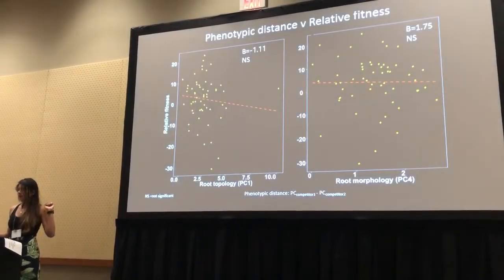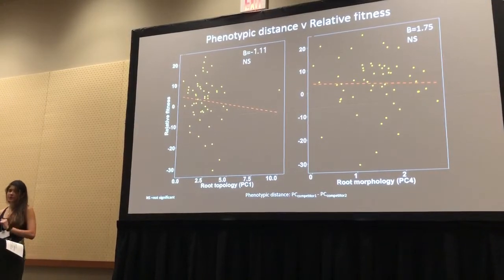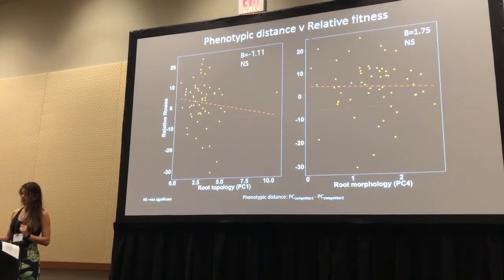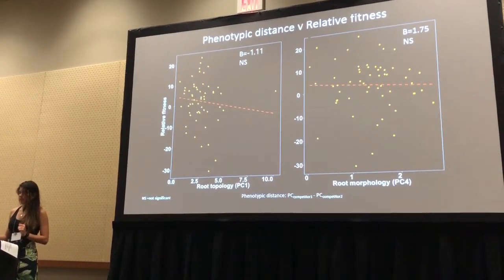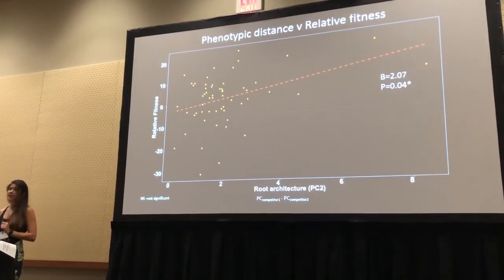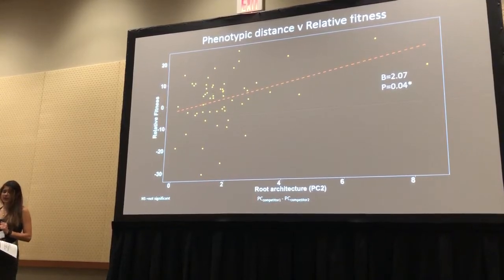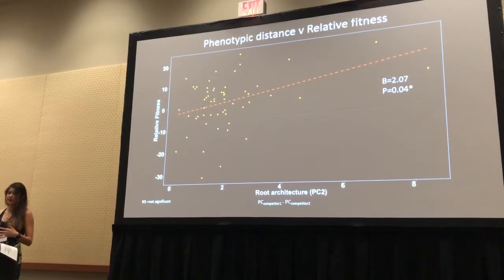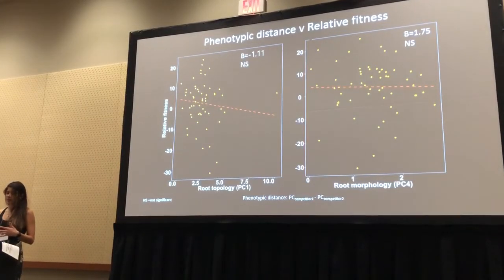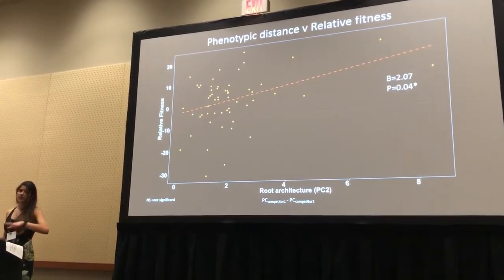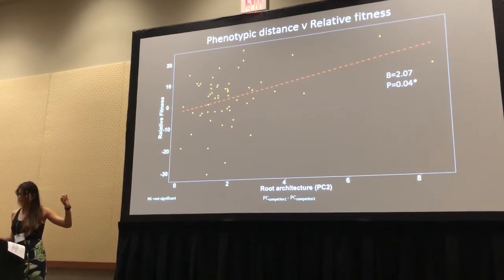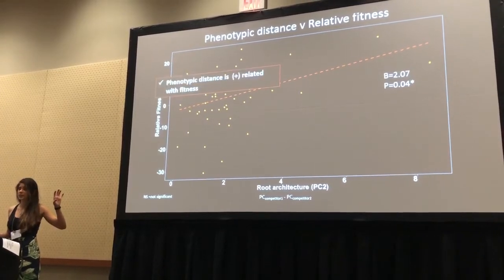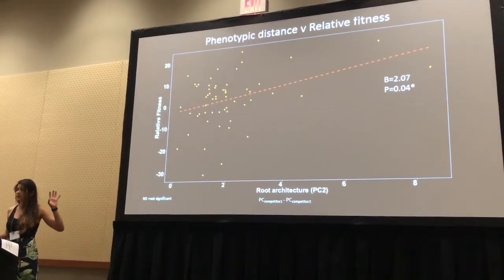So for root topology and root morphology, phenotypic distances, I did not find a linear effect with relative fitness. However, for root architecture, I did find a significant positive effect between phenotypic distance in this trait and relative fitness within Hymenoptercaria. And so what I want you to stop here for a moment to really focus on this, because this is really important for character displacement and the prediction that selection favors individuals that are more different.